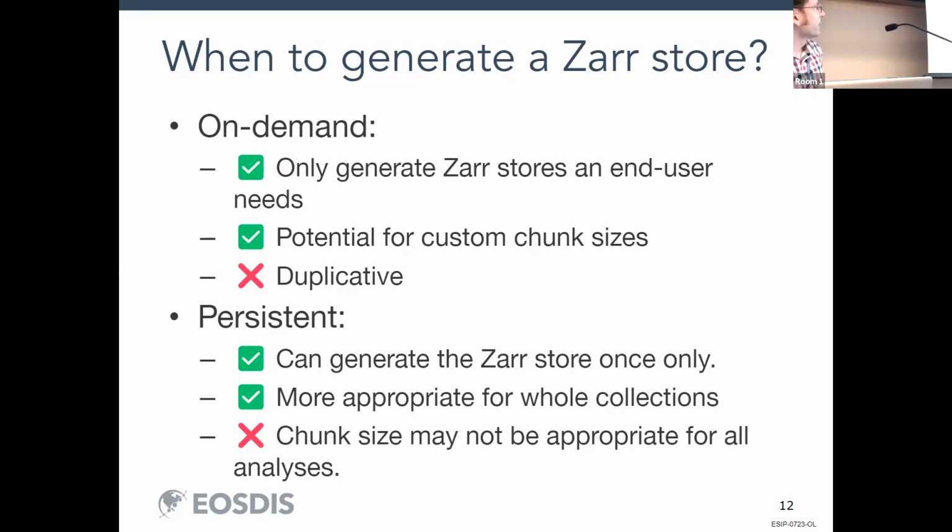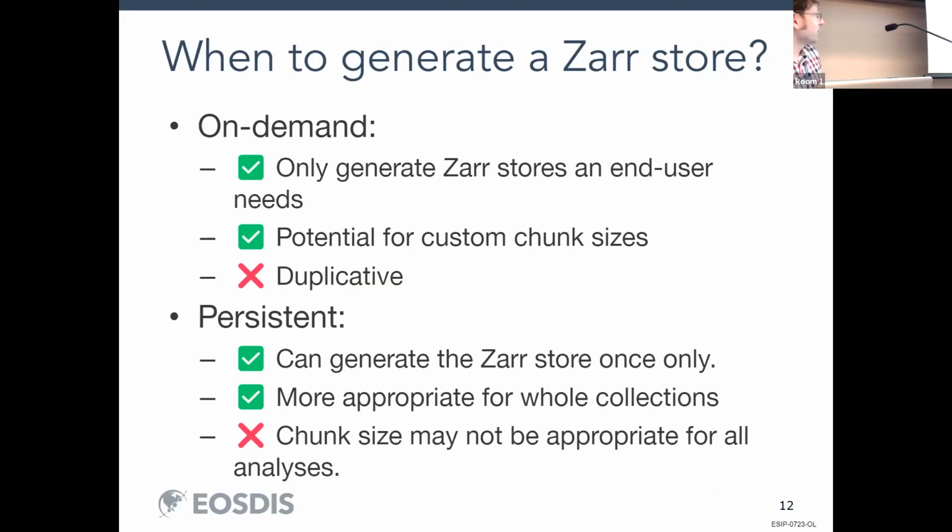So, a very quick comparison between these 2 types of Zarstore, on-demand and persistent. With on-demand, we can make what the user wants, providing we have an interface for them. They can ask for something, we can make it, and we can make only the thing that they want without making anything else. And that's good. If they only want 50 granules in a Zarstore, we can do that. They don't need the whole collection.